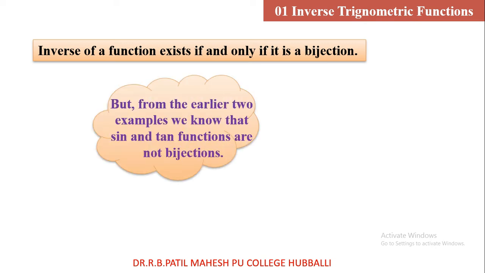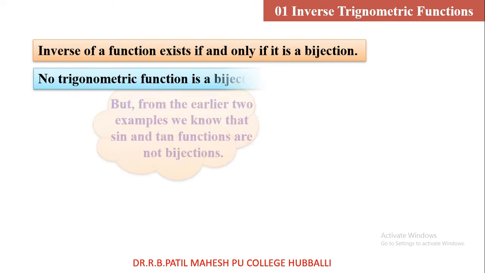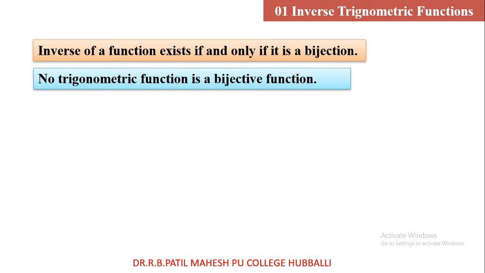But from the earlier two examples, we know that sine and tan functions are not bijective. As we discussed, the sin x function was not 1-1 and not onto, hence sine was not bijective. The tan function was not 1-1, but onto, yet it is not bijective. So, finally, what can we say? No trigonometric function is bijective. Not only sine and tan, students, all trigonometric functions are not bijective functions.